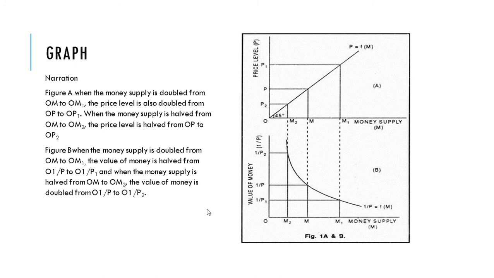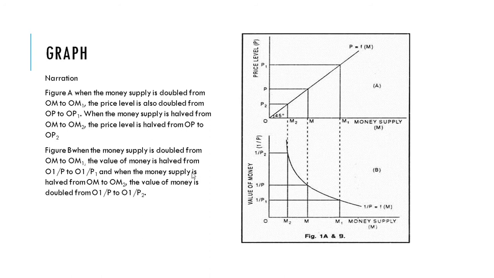Coming to the next one, B. In our figure B, when the money supply is doubled from OM to OM1, what happens? The value of money is halved, from O1 over B to O1 over B1. So the value of money will decrease. The value of money will halve.